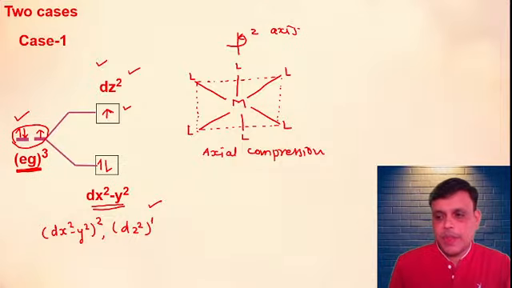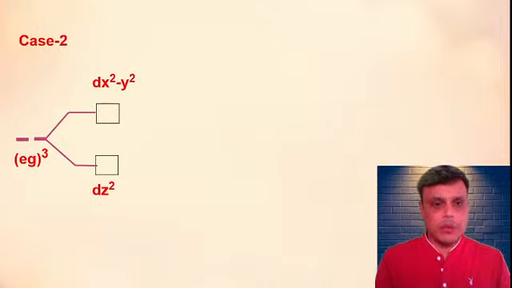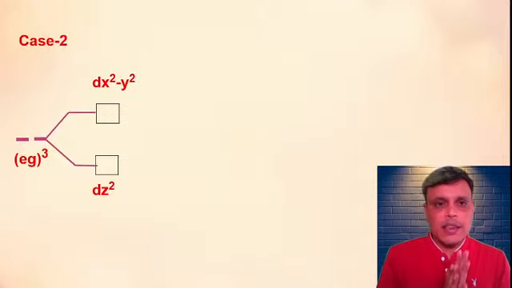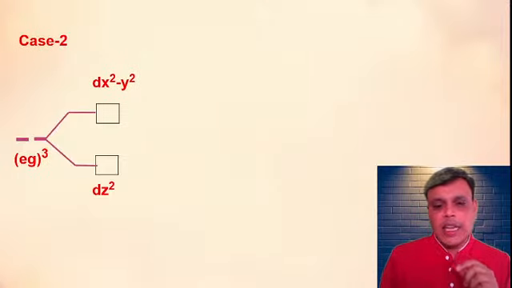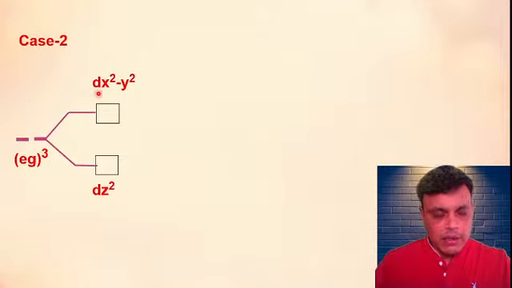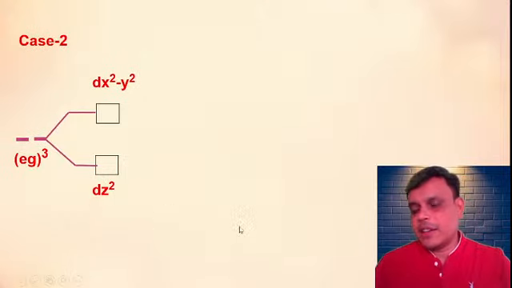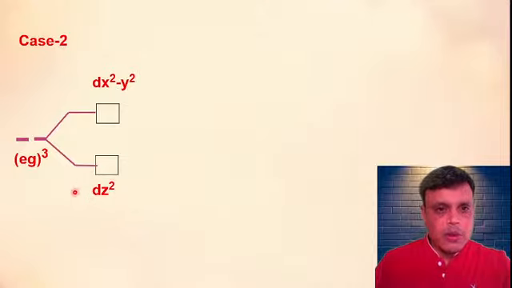So case 1 is over. Now we will see the case number 2. In the case number 2, what is the condition? केस नंबर 1 के एग्जैक्ट अपोजिट कंडीशन है. केस 1 में क्या था? ये जो ऑर्बिटल था dx स्क्वायर माइनस y स्क्वायर, ये लोअर इन एनर्जी था, एंड dz स्क्वायर ये हायर इन एनर्जी था. इसमें एग्जैक्टली अपोजिट कंडीशन है. Here dz square is lower in energy and dx square minus y square is higher in energy.